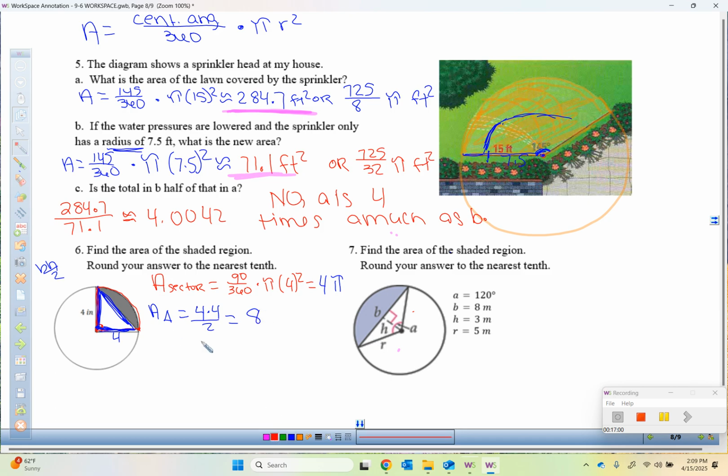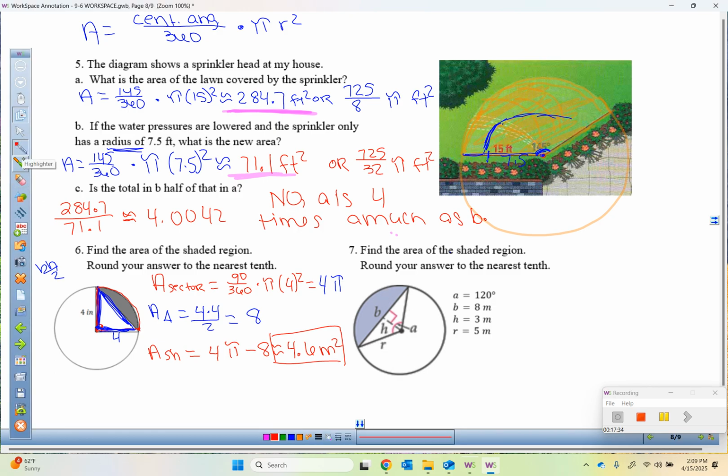And 4 times 4 is 16 divided by 2, so we should get 8. Okay, so the area of the shaded part is going to be 4 pi minus 8. And we get approximately 4.56, and if I round it right, it should be 4.6 meters squared. Okay, any questions on that?